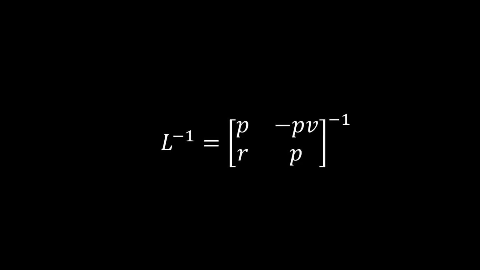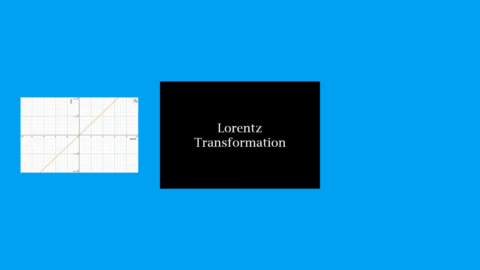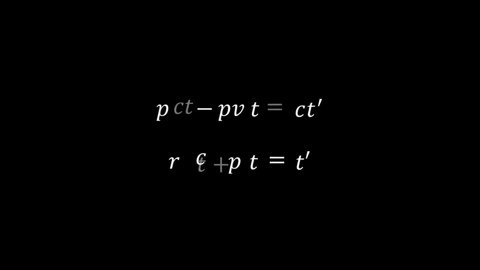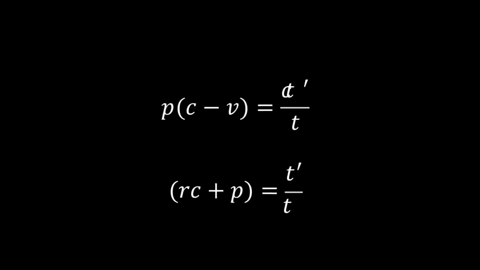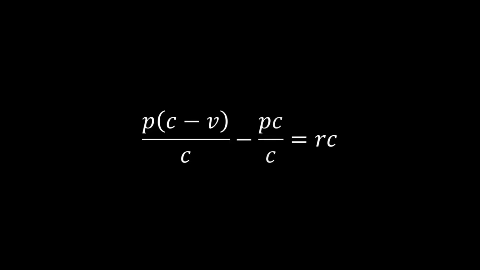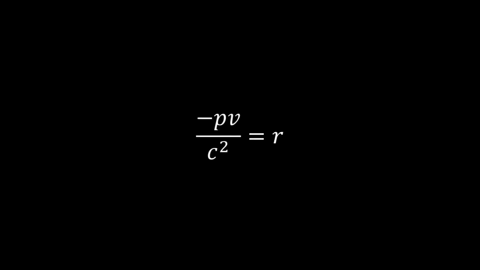We've already derived two variables, and this is what our transformation matrix looks like now. To derive the value of R, the third postulate we will use is rule 2 of special relativity. The speed of light is constant in all frames of reference. To write this mathematically, we can say that when we Lorentz transform the world line of a photon, it will not change. This is the equation that represents the statement. And now, turn on auto algebra again. And we've got a third variable. R is equal to negative PV over c squared.